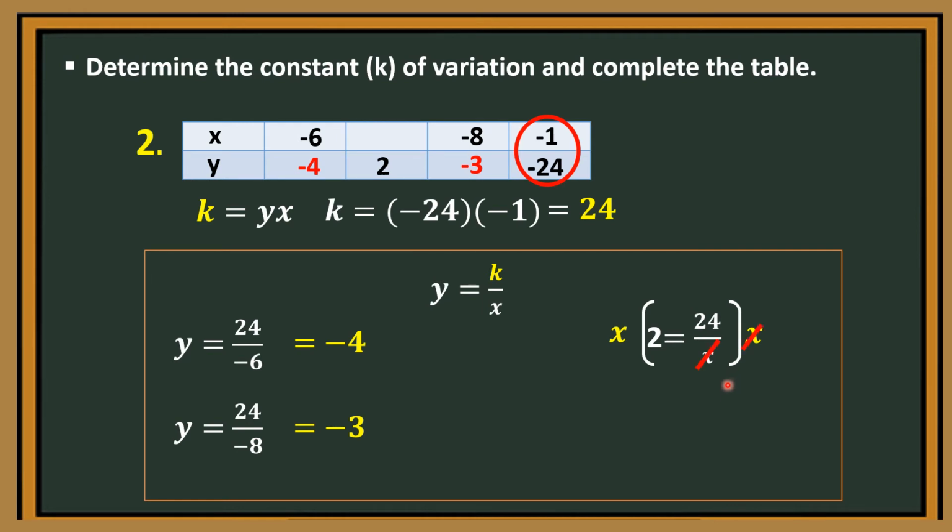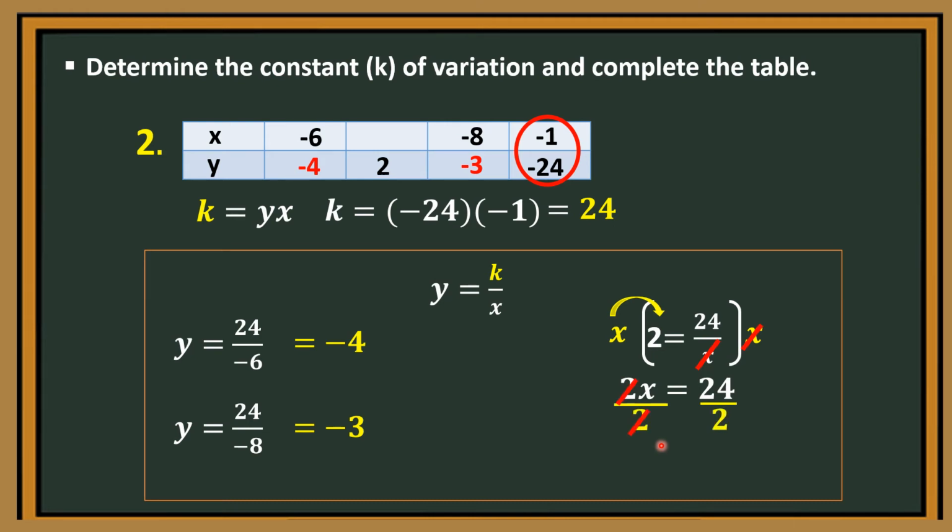Then on the right side, we can cancel x. Then what remains here is 24. On the left side, we're going to multiply x and 2. So that is 2x is equal to 24. Then we have to divide both sides by 2.